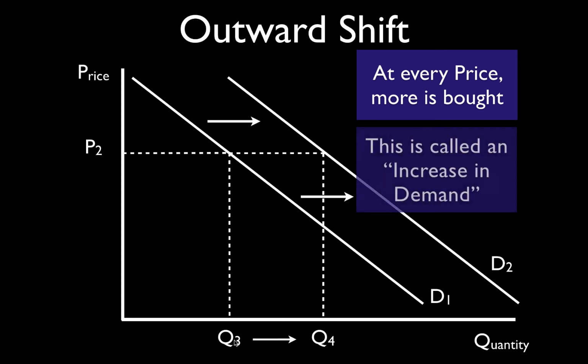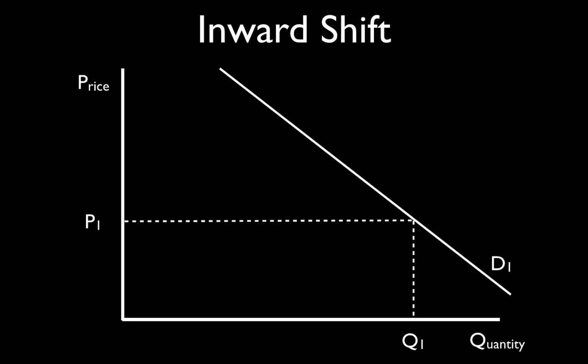So what I want you to see is that at every price, more is bought, or at every effective price, because eventually this will touch the price axis and say there is a certain price that nothing will be bought. But at every effective price, more will be bought. And this is called an increase in demand. It is not called an increase in quantity demanded, because the whole demand curve shifts. A shift causes a change in demand. An outward shift means that more is bought at every price, and it's called an increase in demand.